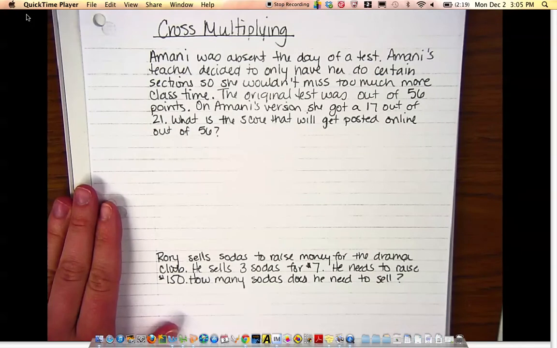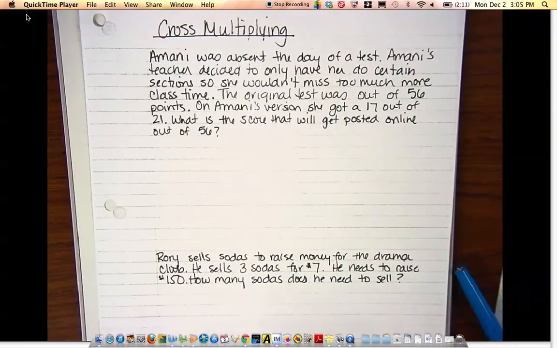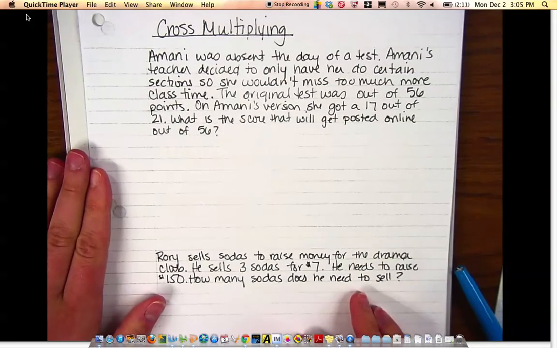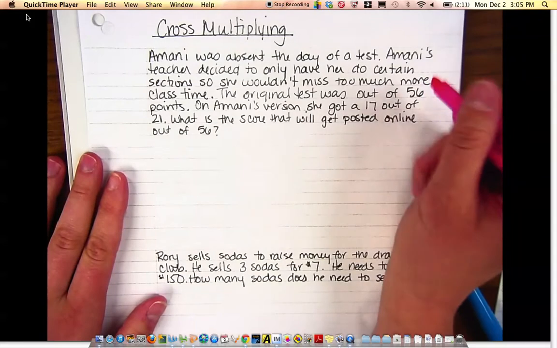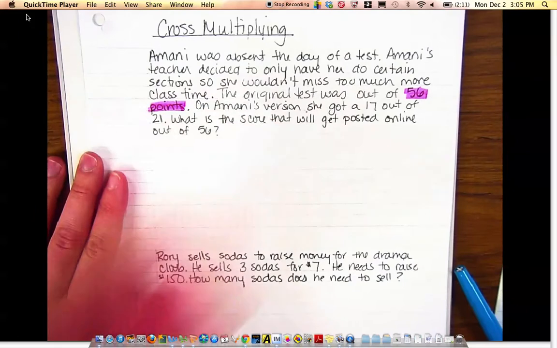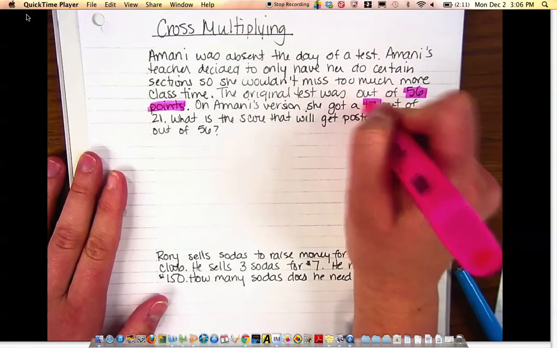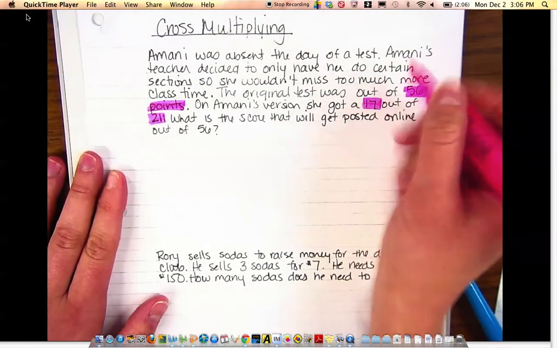Amani's teacher decided to only have her do certain sections so she wouldn't miss too much more class time. The original test was out of 56 points. On Amani's version, she got 17 out of 21. Hers was out of less points. What is the score that will get posted online out of 56? So the original test is out of 56 points, so I'm going to highlight that because that's an important piece of information. Next, I'm going to highlight that she got 17 out of 21. Okay?